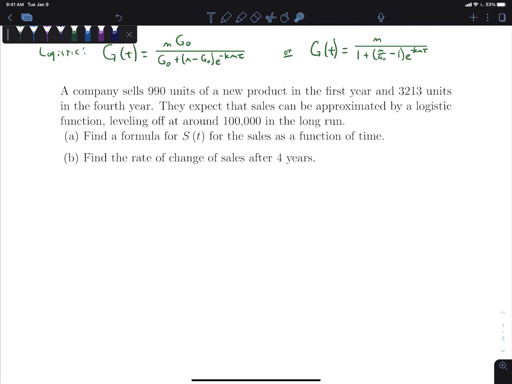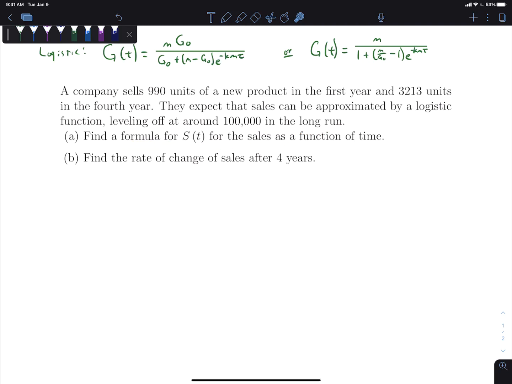Hello. In this video, I want to look at an application for logistic functions. A company sells 990 units of a new product in the first year and 3,213 units in the fourth year. They expect that sales can be approximated by a logistic function leveling off at around 100,000 in the long run. A, find a formula for S of t for the sales as a function of time, and B, find the rate of change of sales after 4 years.